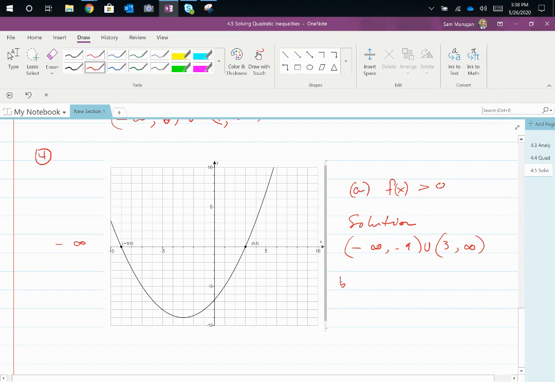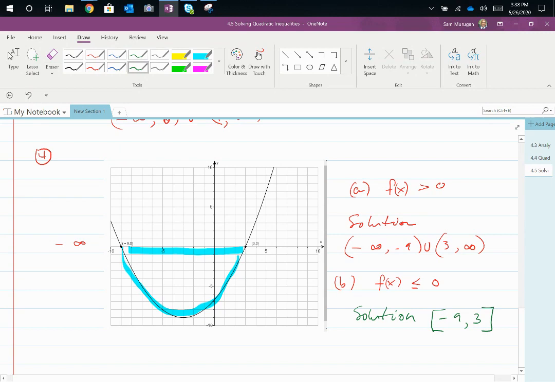And then part B is asking about f of x less than or equal to 0. So it's talking about this portion of the graph, or the interval between negative 9 and positive 3. This time in brackets because the inequality has an equal sign with it.